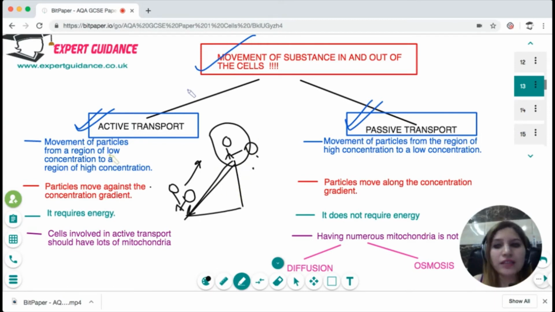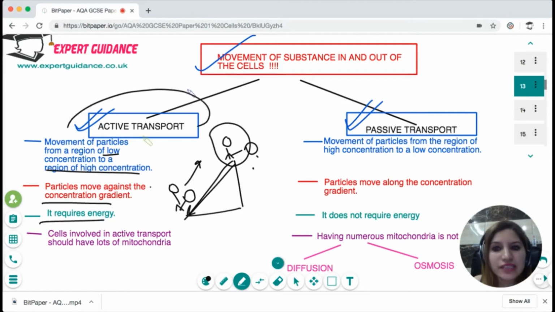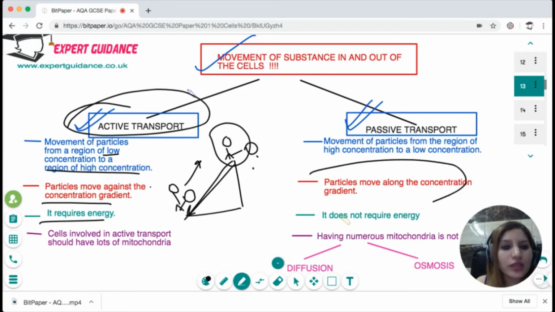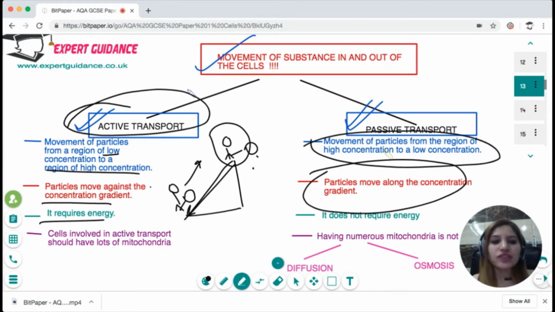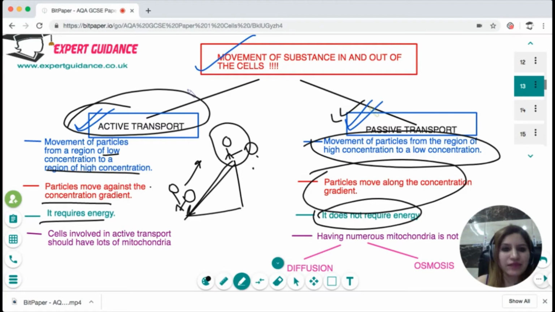Whenever the particles move from a low to a higher concentration, which means the particles move against the concentration gradient, it requires energy, and this is known as active transport. And when the particles move along the concentration gradient, that is from a region of higher concentration to a region of lower concentration, without the use of energy, then that is known as passive transport.